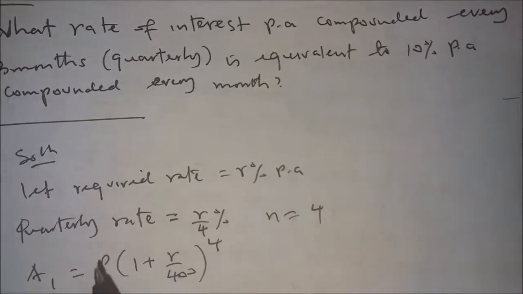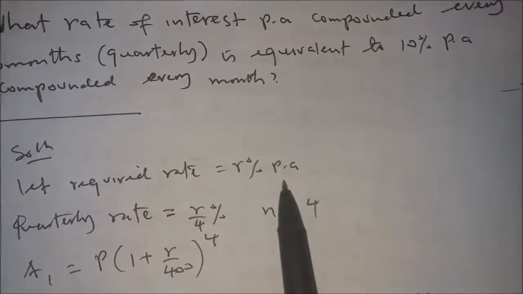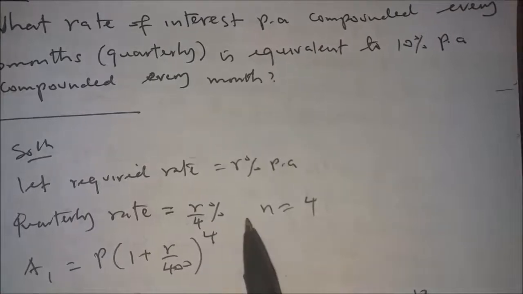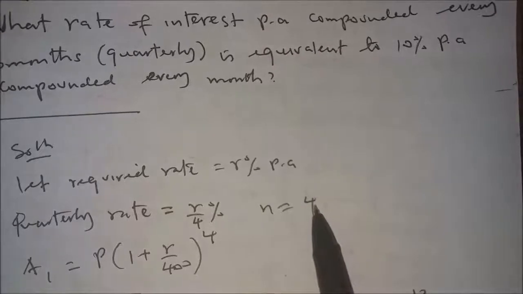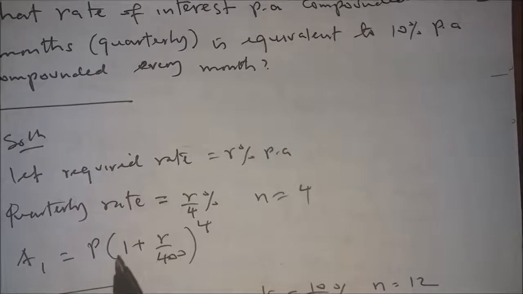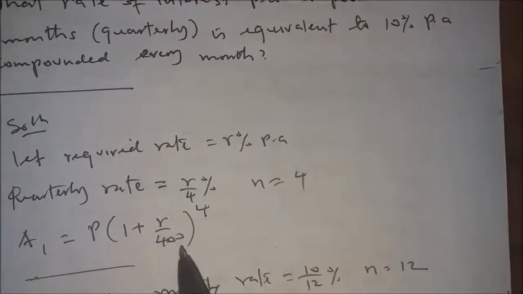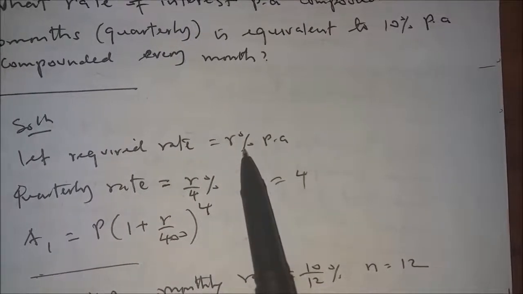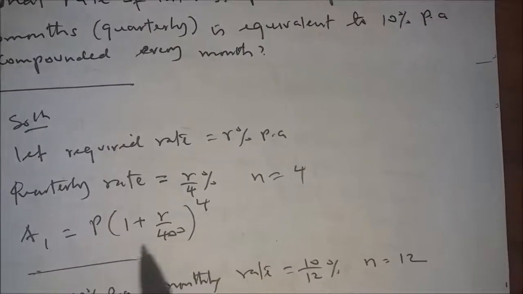Now, let the required rate of interest be R% per annum compounded quarterly. So the quarterly rate will be R over 4. And in 1 year, interest will be compounded 4 times. The number of times interest is compounded will be 4 in 1 year. So the accumulated amount will be P into 1 plus R over 400 to the power 4. So with this rate of interest compounded every 3 months, in 1 year, this is the accumulated amount.